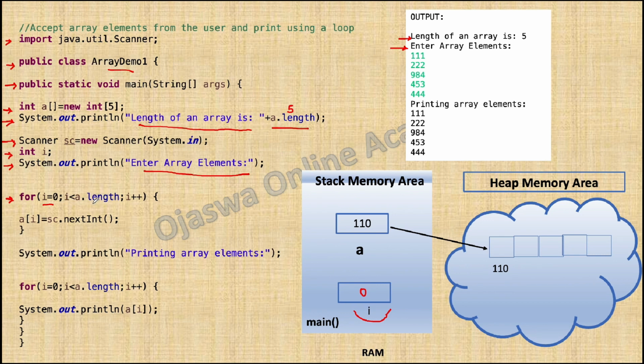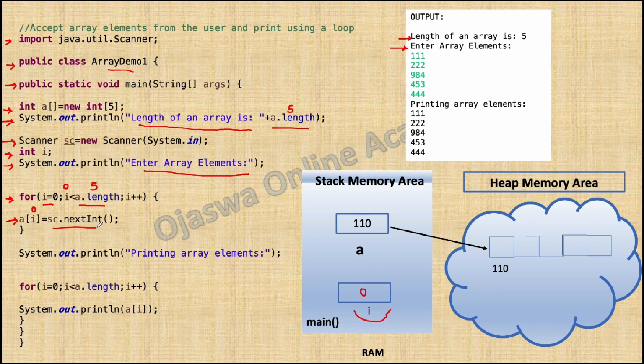i less than a.length. a.length is 5. Value of i is 0. 0 less than 5. Condition is true. Hence this statement will execute. So a[0], a[i], value of i is 0, means that a[0] = sc.nextInt().